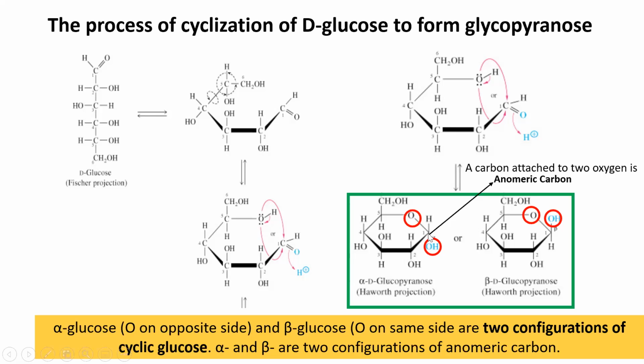Now, this particular carbon has a special name, which you should know, and this name is anomeric carbon. Why is that? Because this is a carbon that is attached to two oxygens, one oxygen here and one there. That is why it's got a special name. Now, if you see here, there are two things circled. On the alpha, they're on the opposite side, and on the beta, they're on the same side.